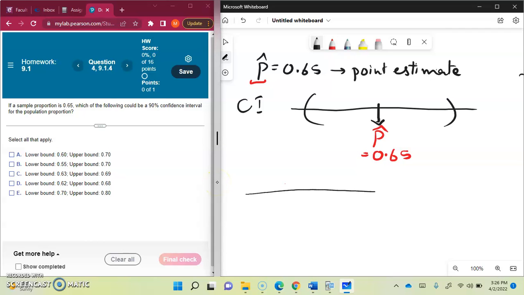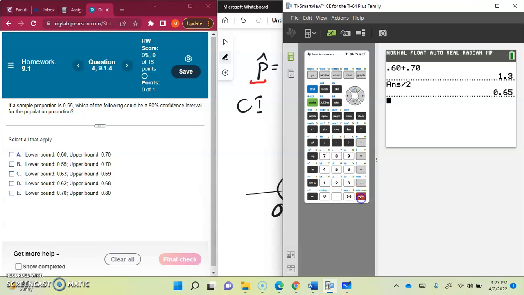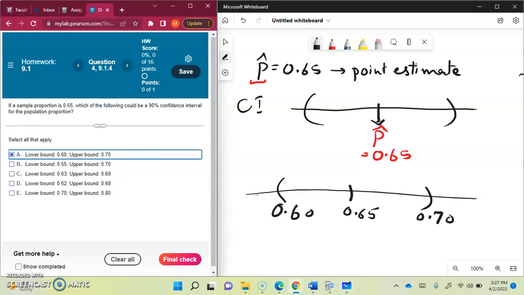Let's check the first interval. The first interval is from 0.60 to 0.70. What will be the middle number? I think 0.65, right? But how do you check it mathematically? You can add both of these numbers and then divide it by 2. You will get the middle number. And we knew that it's 0.65. So clearly that has to be the answer, right?